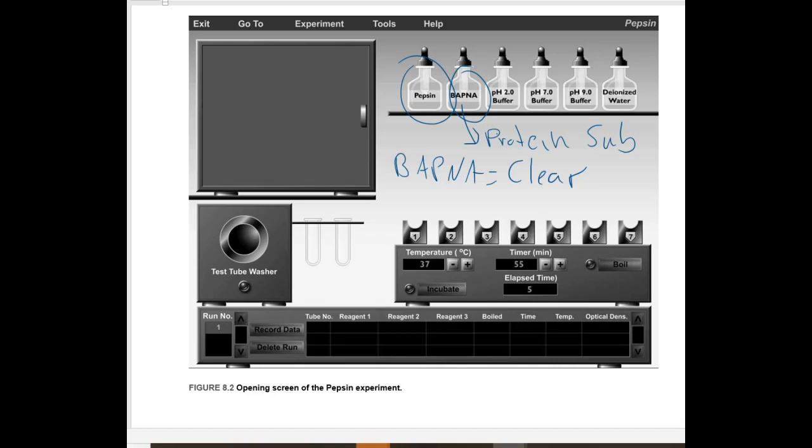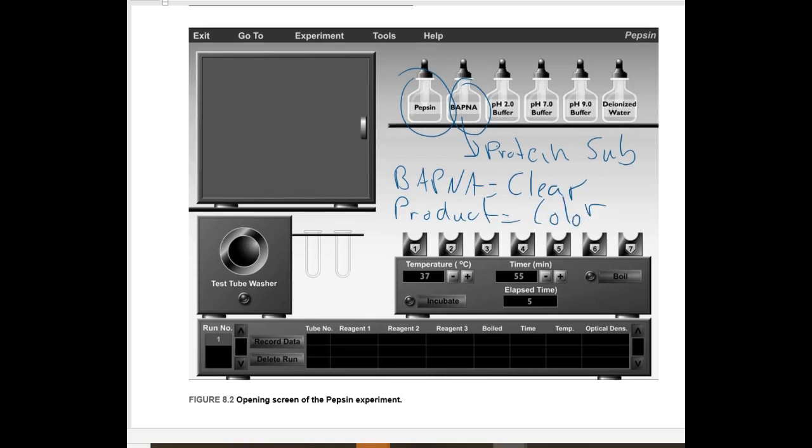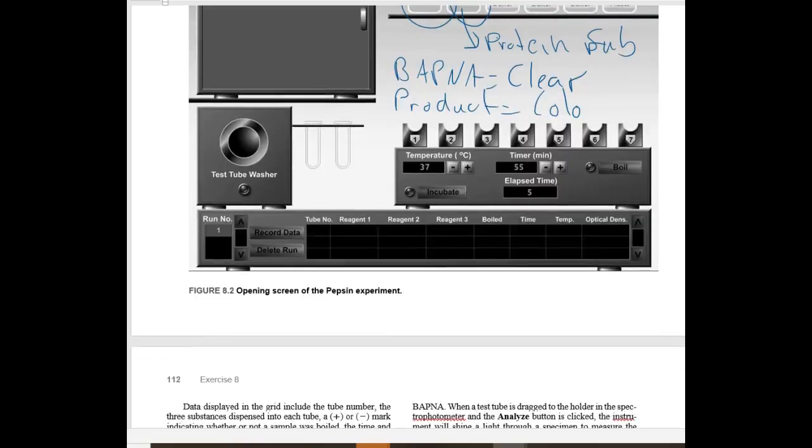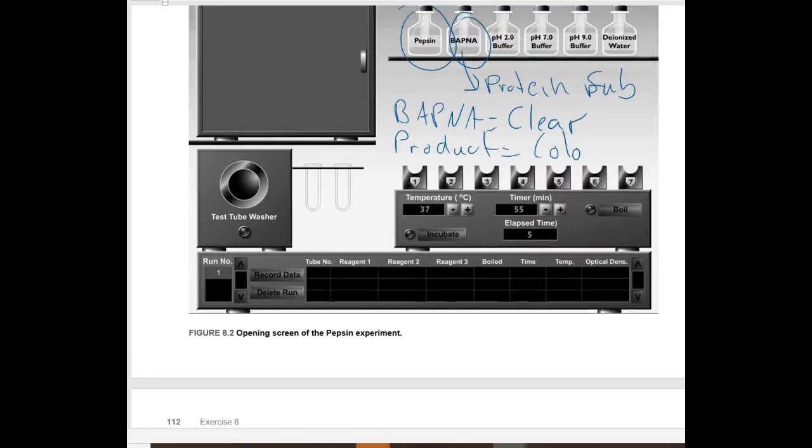When pepsin digests the BAPNA, or does whatever it does to the BAPNA, I don't understand exactly what this chemical reaction is. The product is, I think it's yellow, but it doesn't matter. It's some sort of color. Let's go up here and see if it says yellow. There, I was right. So yellow is darker than clear.